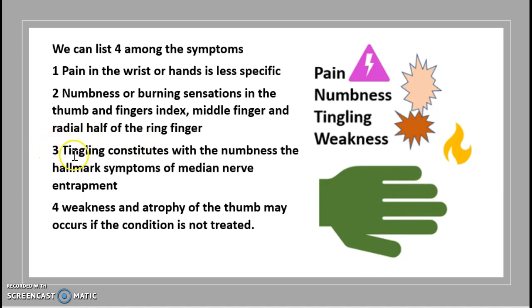And there's also going to be tingling, which constitutes, again with the numbness, the hallmark symptom of the median nerve entrapment. So this is very important, number 3. And the 4th is going to be a weakness and atrophy of the thumb, which may occur if the condition is not treated. So you definitely want to get that treated.